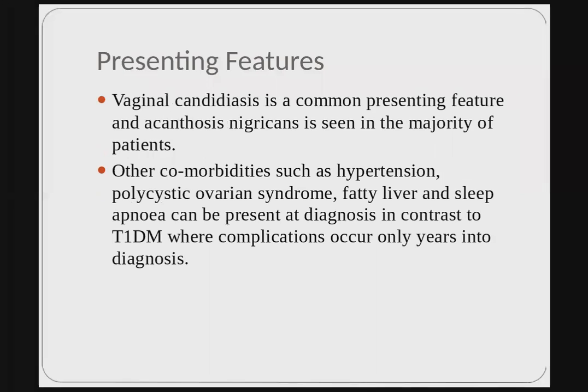Others may present with vaginal candidiasis, which is a common feature. Another may present with acanthosis nigricans, as in a majority of patients. Other comorbidities, such as hypertension, polycystic ovarian syndrome, fatty liver, and sleep apnea, can be present at diagnosis, in contrast to type 1 diabetes mellitus, where complications occur only years after diagnosis.